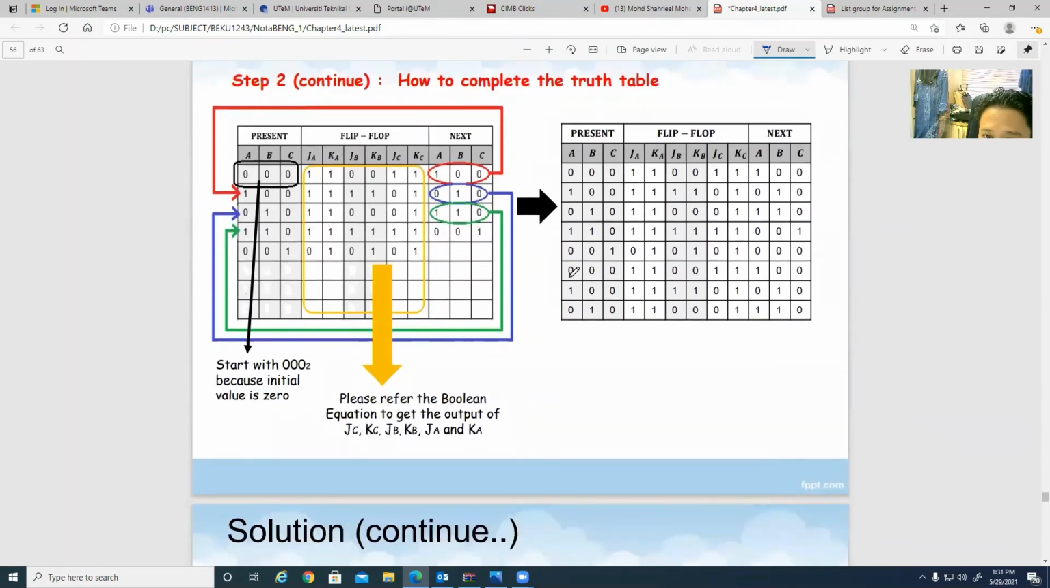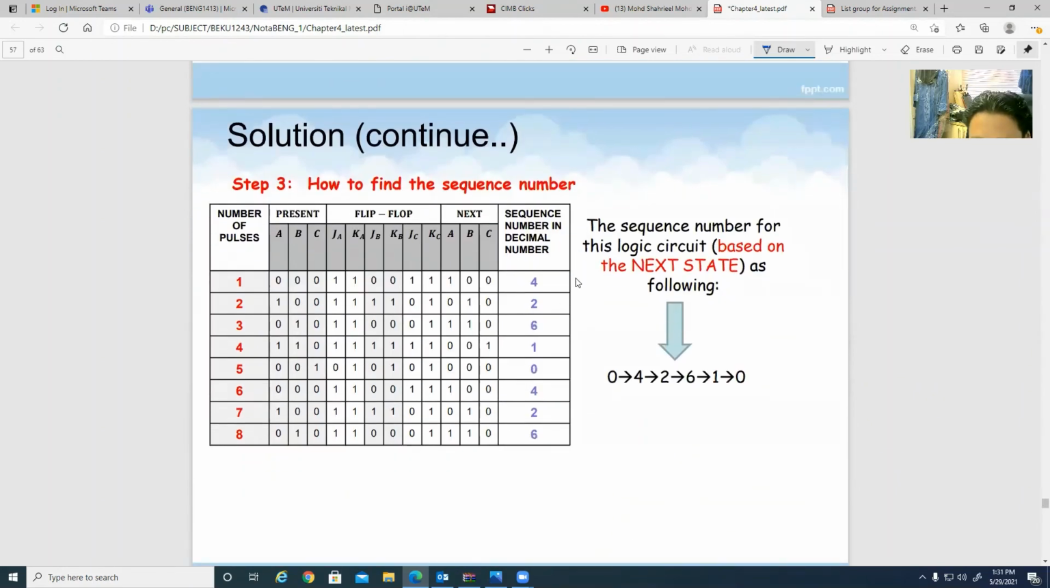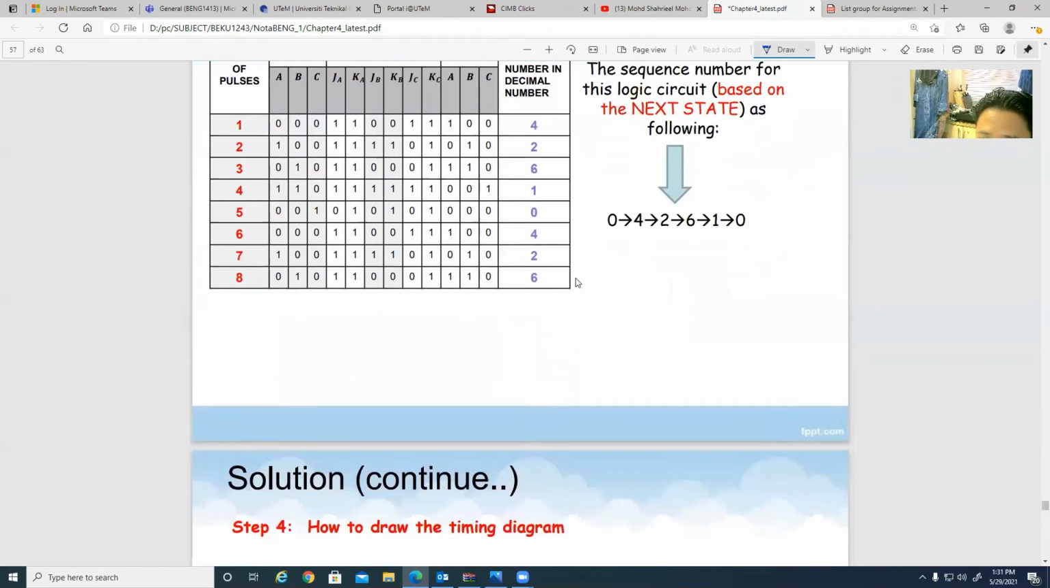So if you can see here, this is the complete circuit, and if you plot it, it will be like this. For example, 4, 2, 6, 1, 0, 4, 2, 6, 1, 0, and so on, and then it will repeat again. That's why we call this the irregular sequence. So starting from 4, 2, 6, 1, 0, 4, 2, 6, 1, 0, and so on. So this is the irregular sequence.